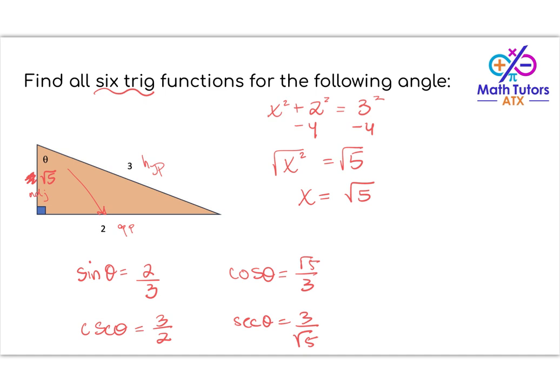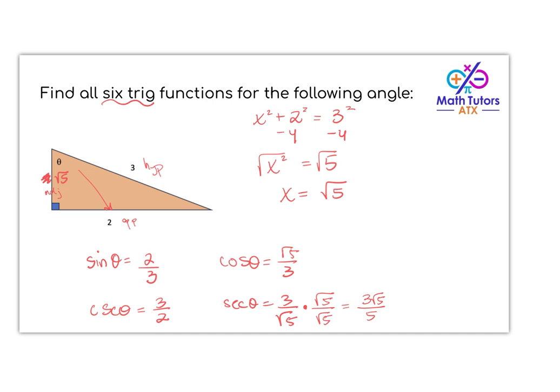But that's probably not the best answer because our teachers don't want us to have a radical in the denominator. Even though it's the same value, it's just not proper. So let's multiply by radical 5 over radical 5, and we get 3 root 5 over 5. And that's just a better answer. Okay, the tangent of theta, opposite over adjacent. Ooh, I'm seeing this radical 5 thing happen again. So let's do radical 5 over radical 5, and again, we'll get 2 root 5 over 5.